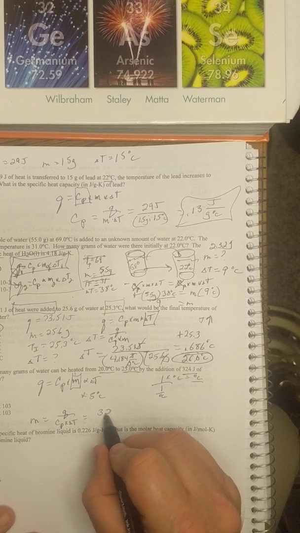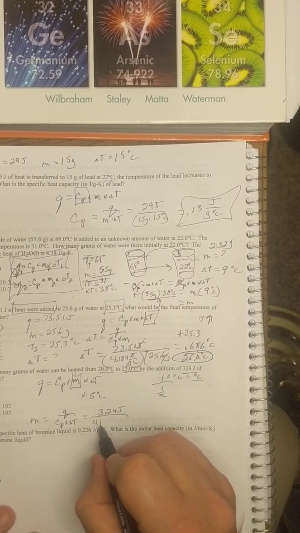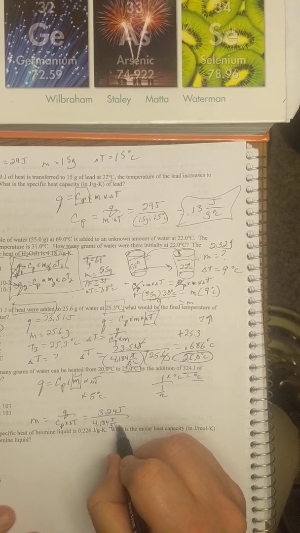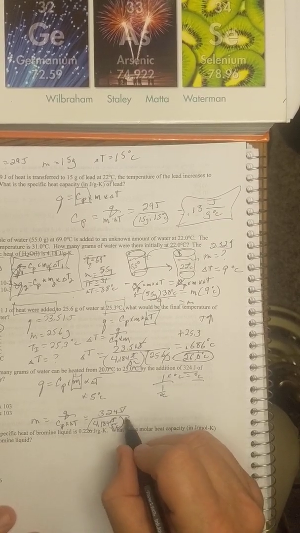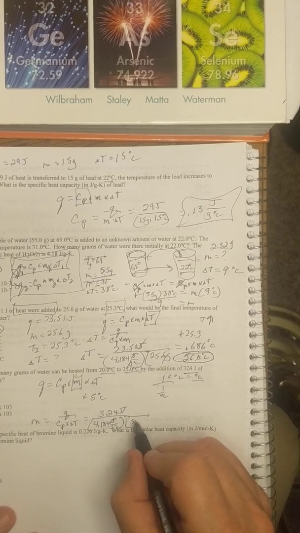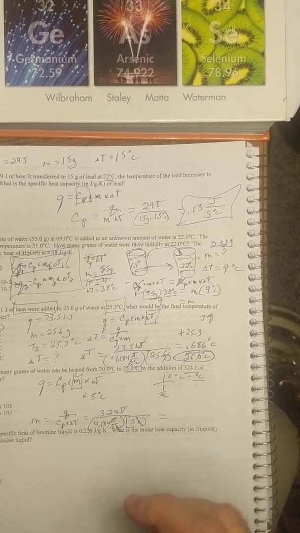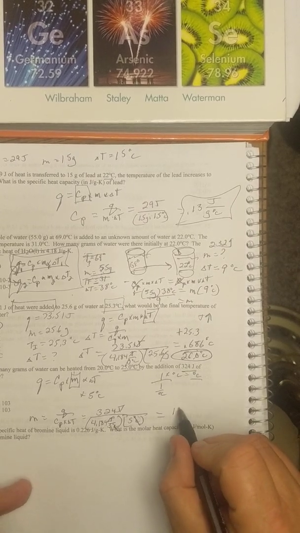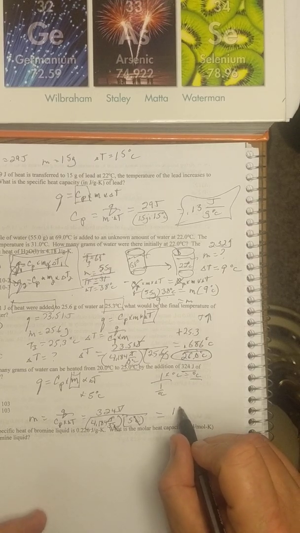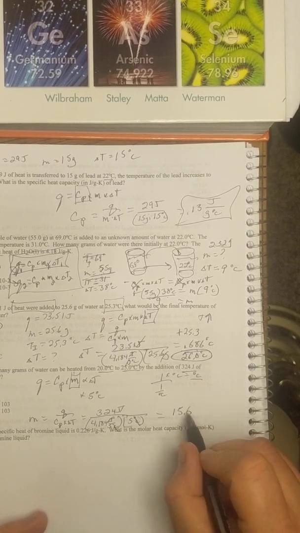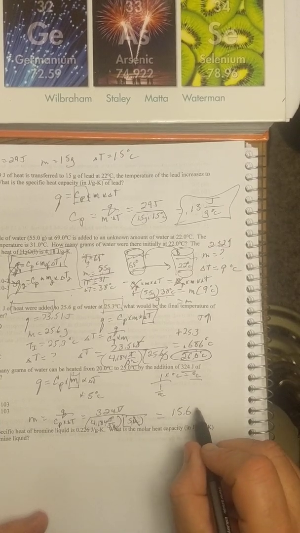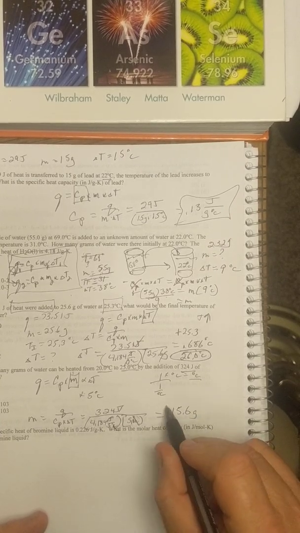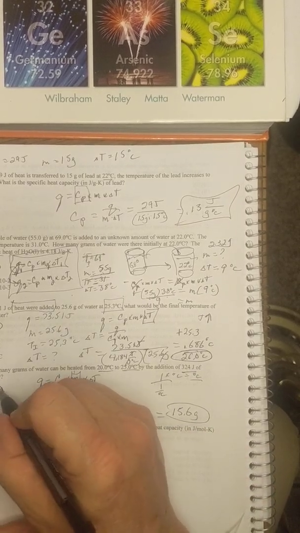So I got 324 joules, 4.184 joules per gram per degree Celsius. Joules just canceled, and then the 5 degrees Celsius also cancels. So I get 324 divided by 4.184 divided by 5, and I'm looking at 15.5. Or I could just say I think it would be 16 because the 5 is a 5.0, so really 2 sig figs. But 15.6. I think it should be 16.